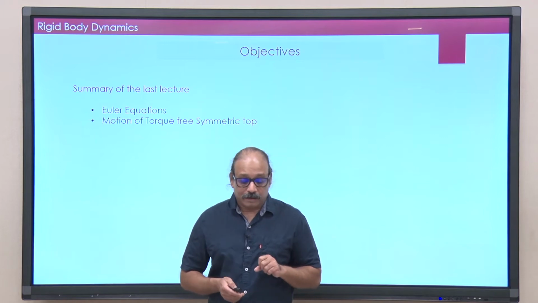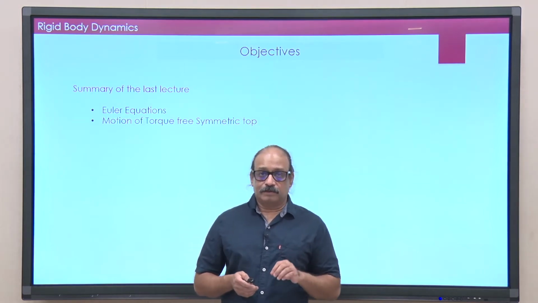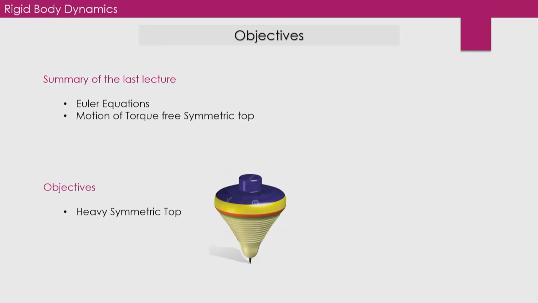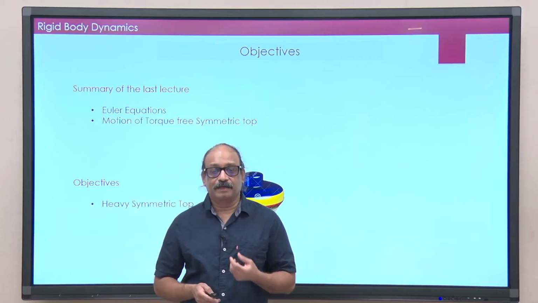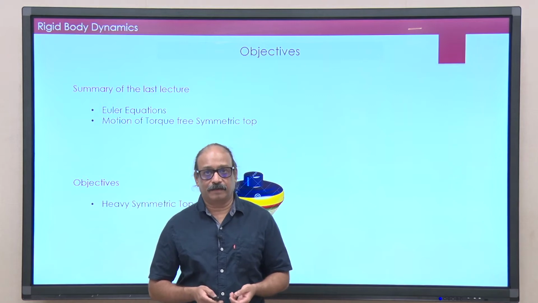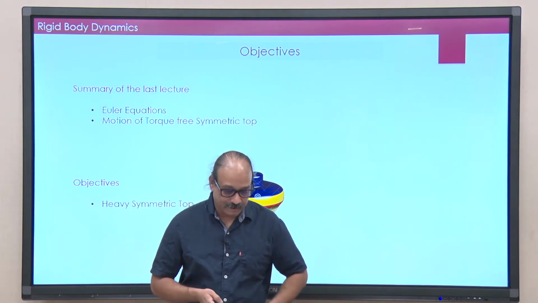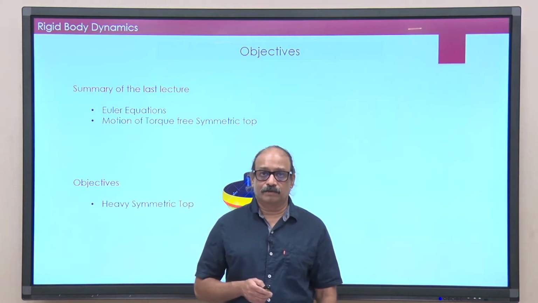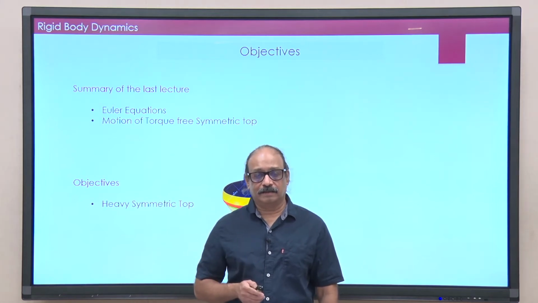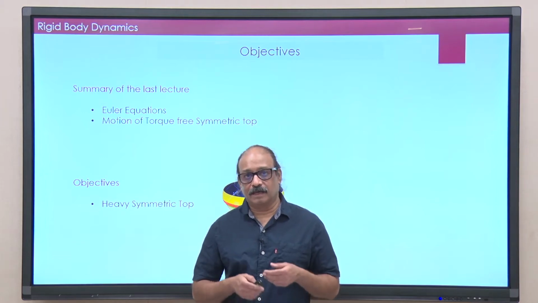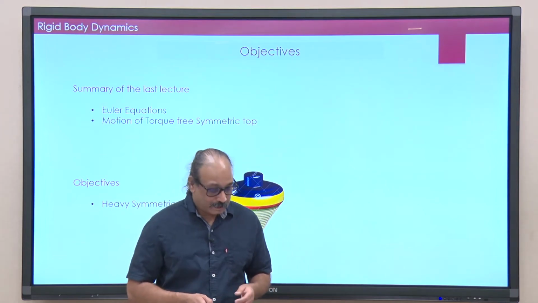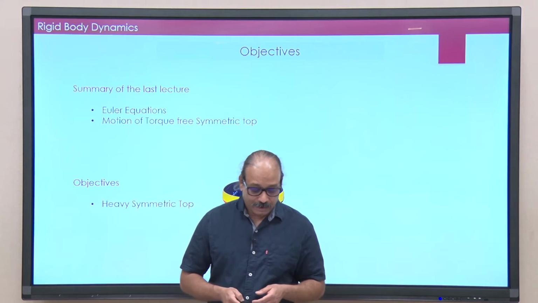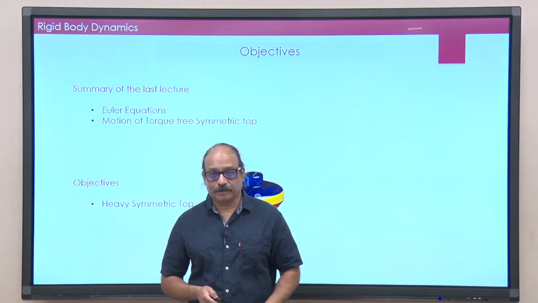In today's class, I am going to discuss the standard problem of the spinning top, the toy that we play with when we are kids. While solving this problem, I am going to start directly from the Lagrangian and use that approach to derive the equations of motion. So, this is today's topic.